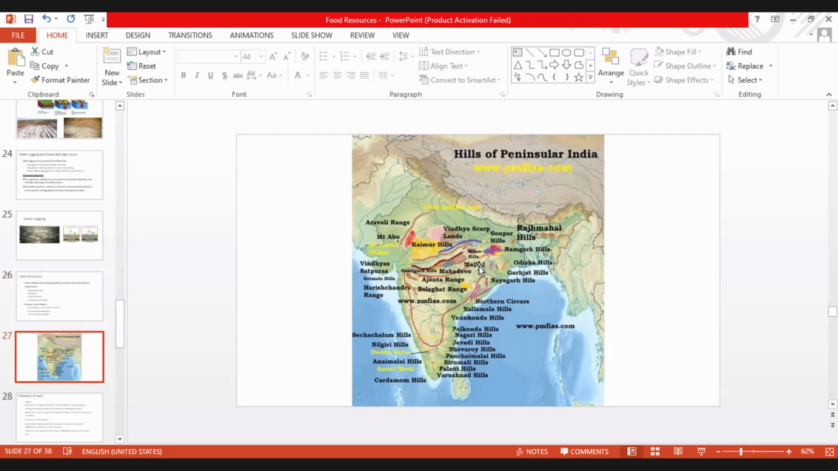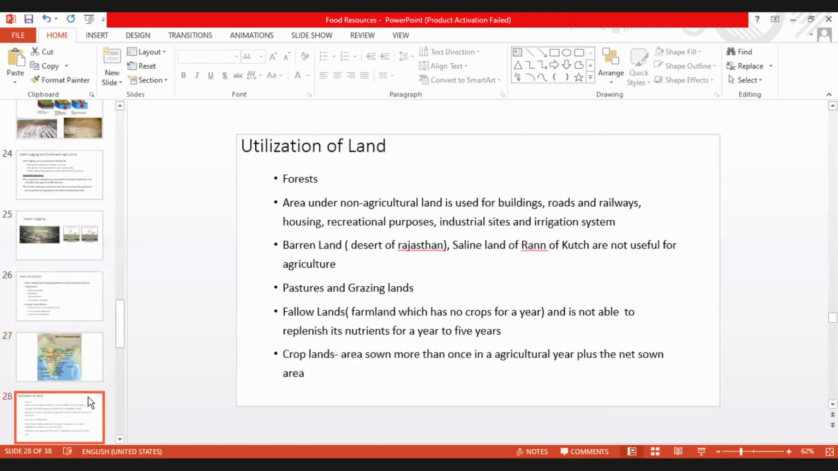ये middle में जितनी hills हैं, they separate your Indo-Gangetic plain from your Deccan Plateau. जो हमारा ये वाला region है, जो southern India region है, which was also called as Deccan Plateau, and it's still called as Deccan Plateau. So ये ranges इसको separate करती हैं. So we'll come to it, but I'm just scrolling through the slide. So when we talk about utilization of land, then we have barren land, fallow land.